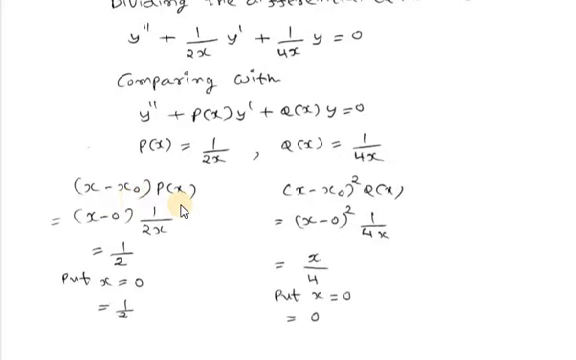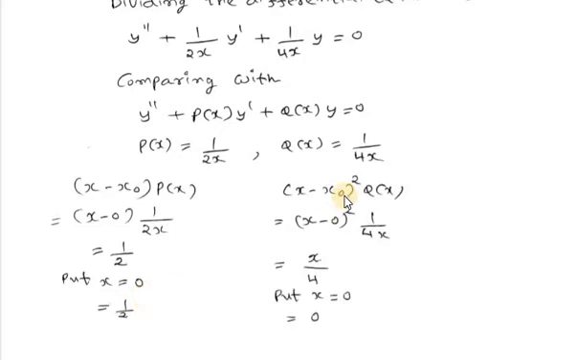Now we will find two functions. One is (x minus x0) p(x) and another is (x minus x0) whole square q(x). So replace x0 by 0, x as it is. So this becomes (x minus 0) and p(x) is 1 over 2x. So x will cancel out. We have 1 by 2. Now if we put x equals 0 in this function, as you can see this is a constant function, it will give you the same value at x equals 0.